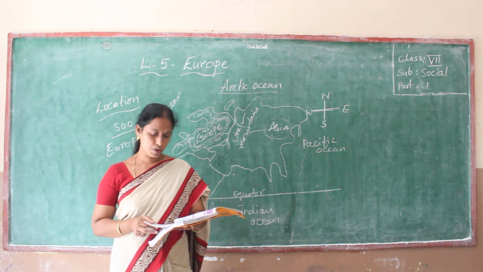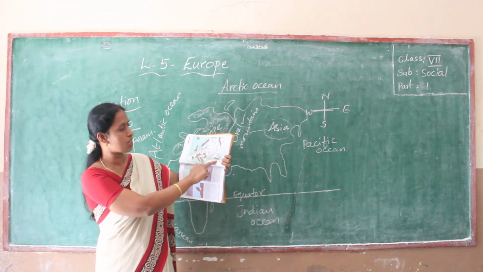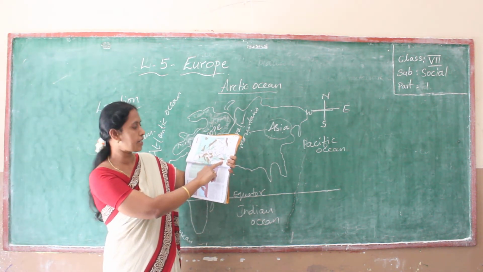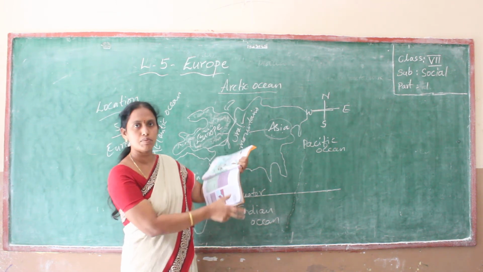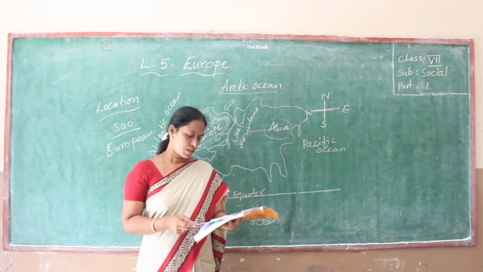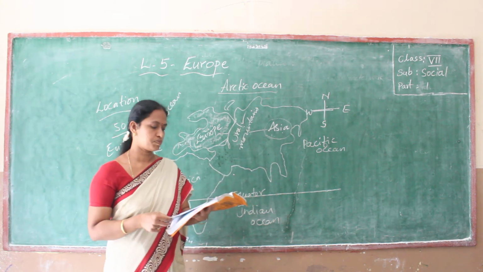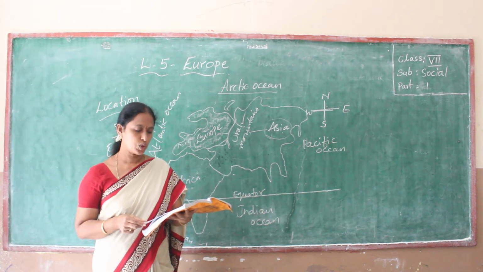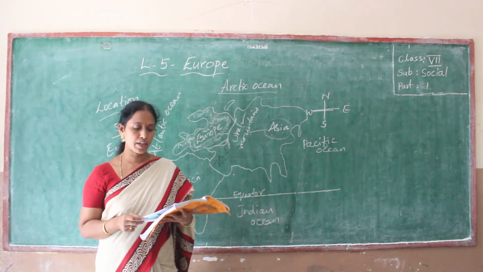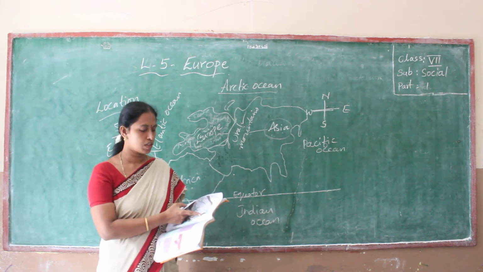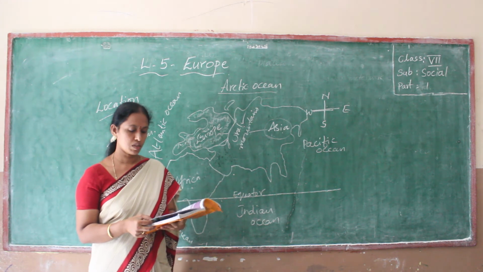The Caucasian mountains, and see here there is one more mountain range, the Caucasian mountains. These mountains separate the Caspian Sea and the Black Sea. You observe this map, you can find that. The Caucasian mountains lie between the Caspian Sea and the Black Sea. They form the southern boundary of Europe. The two are very high and covered with snow all year round.